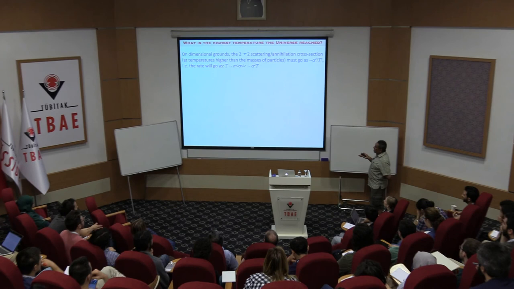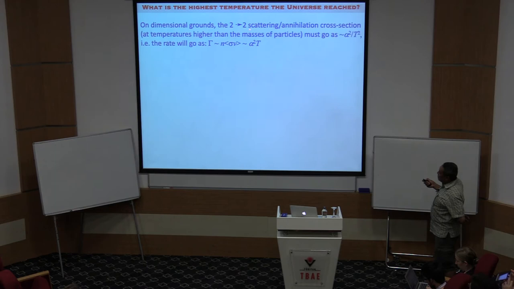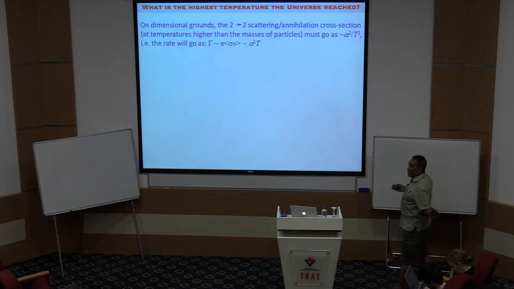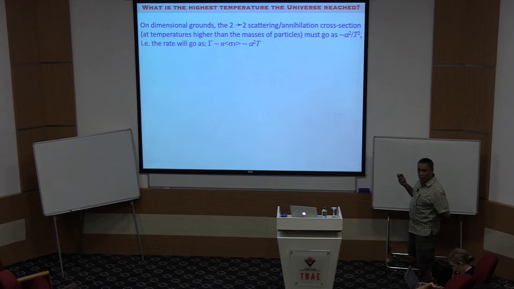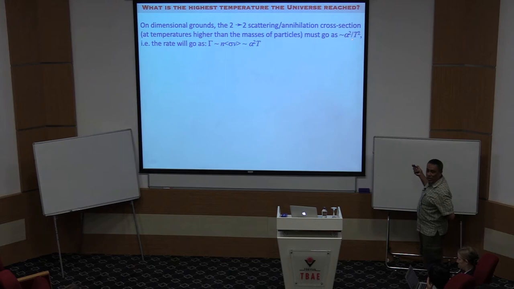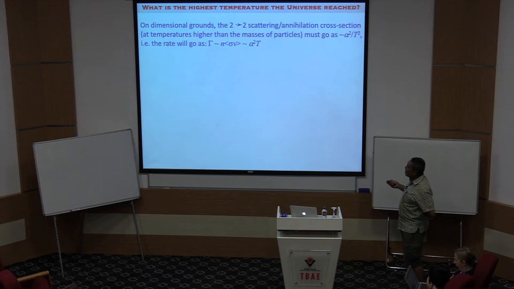So let's consider temperature set by the 2-to-2 scattering, right? So what is the 2-to-2 scattering rate? At sufficiently high temperatures, everything is relativistic. There is only one dimensionful parameter, which is the temperature itself, right? So any scattering rate must go as some coupling squared times the temperature squared. That is the only way you construct something with the dimension of a scattering rate. So the rate will therefore go as the number density, which is T cubed, times something that goes as 1 by T squared. So it's going as alpha squared times T, right? This is the fastest any rate can go. Of course, you can put in the strongest coupling you can find for alpha, which is the QCD coupling.